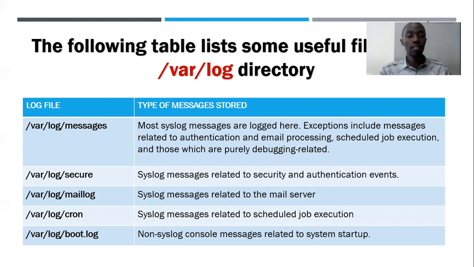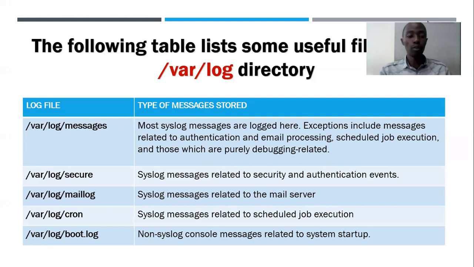The maillog, these are syslog messages related to the mail server. Cron, these are syslog messages related to scheduled job execution. So we have some jobs running in the background, and we have those that run in the foreground. So they are all taken under cron.